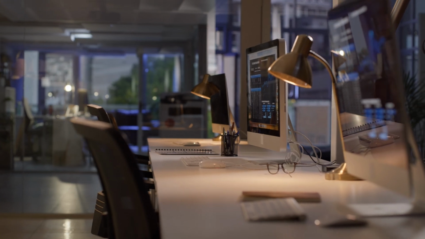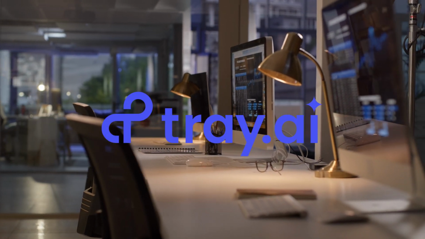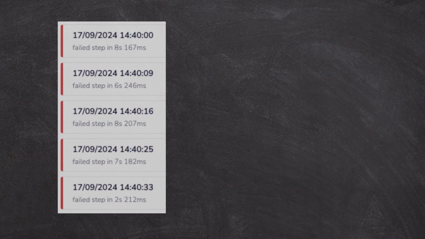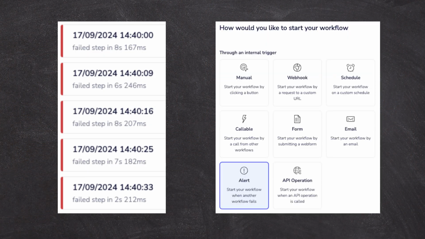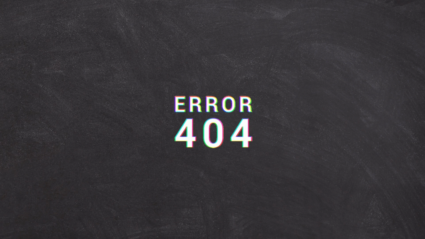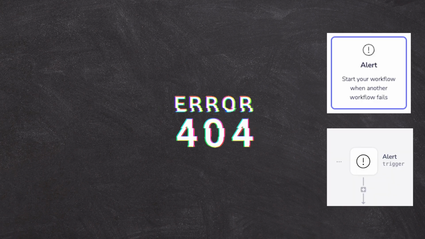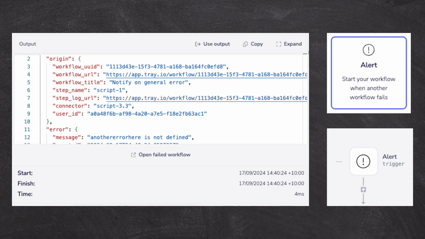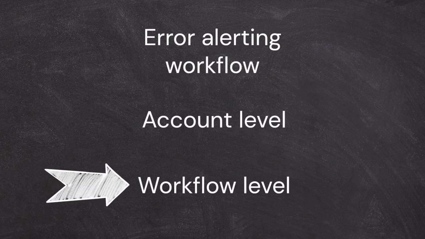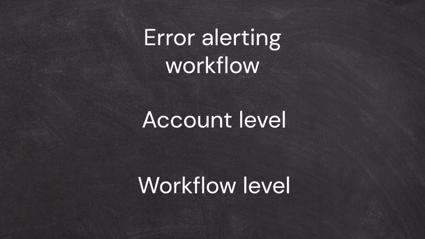After working with Tray.ai for a while, you will have the need to centralize error handling. Now let's look at the best way to do that based on my experience. In Tray, there is the concept of an error alerting workflow, which is a triggering mechanism that launches a workflow execution when an error occurs. You can have an error alerting workflow set up at the account level or at the workflow level. When both of them are set up, the workflow level alerting will prevail.